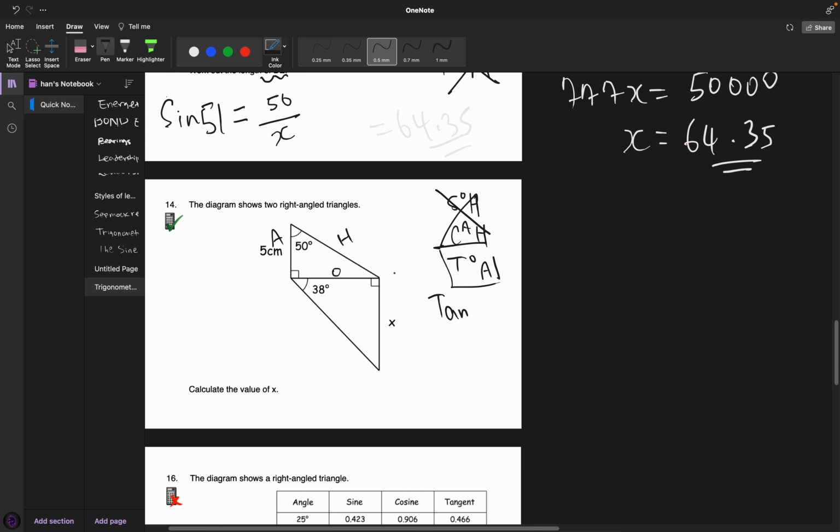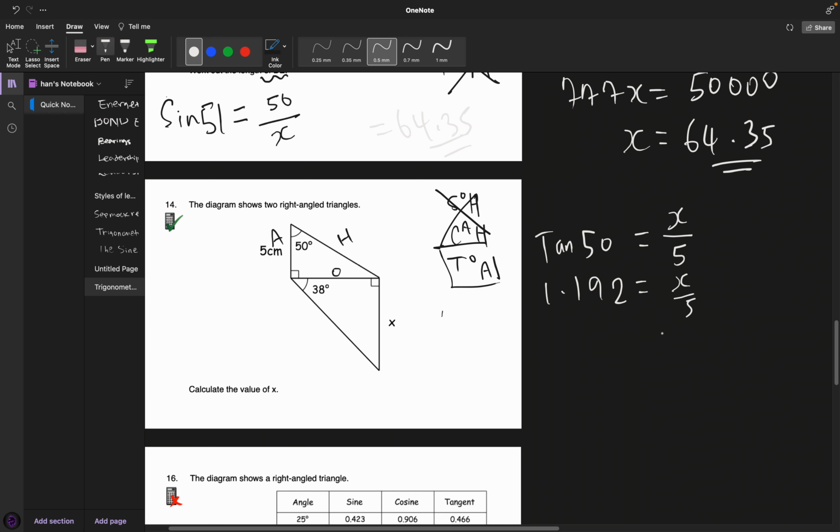Tangent, and we have the angle provided, 50. I think I'm going to run out of space in here, so I'm just going to move to the side. Tangent 50 is going to equal opposite divided by adjacent. Opposite is our unknown, so we'll replace that with an x, and adjacent is 5 centimeters. If you do tangent 50 into your calculator, you'll get 1.19175 to like 5 decimal places. So I'll put that to 3 decimal places, 1.192, and that's going to equal x over 5.